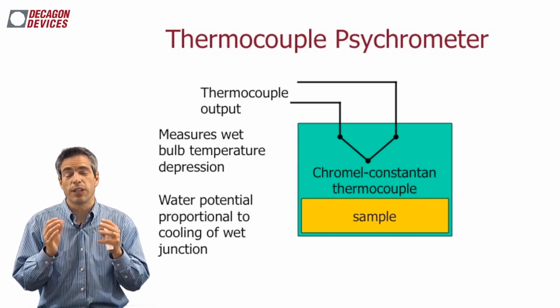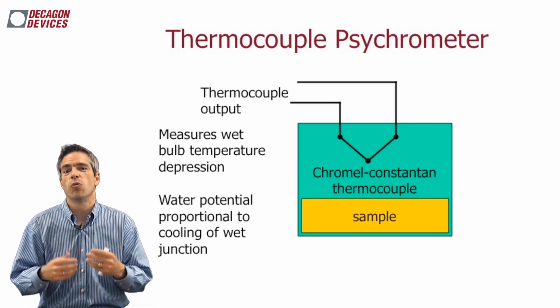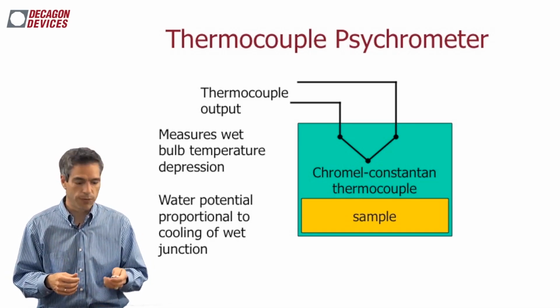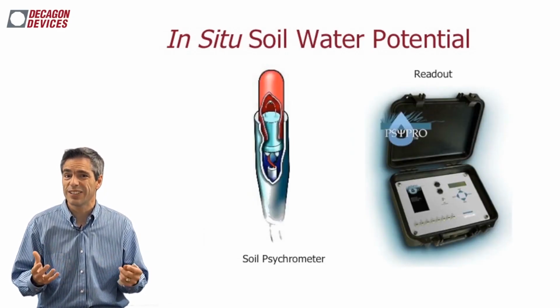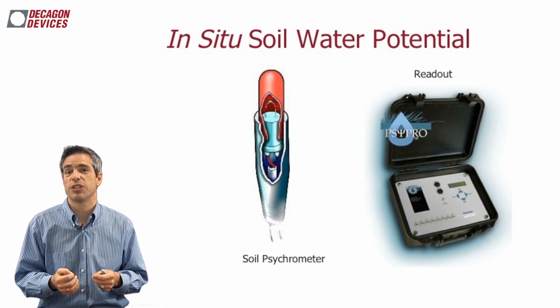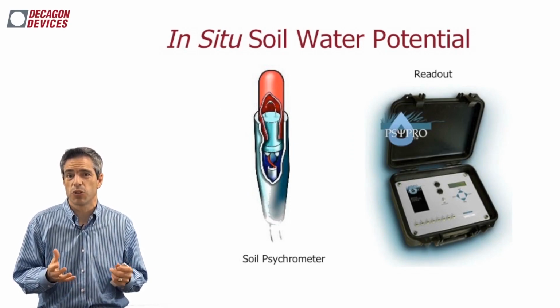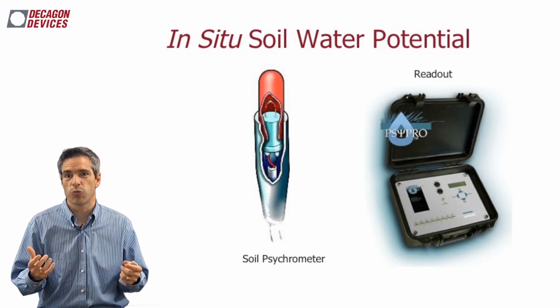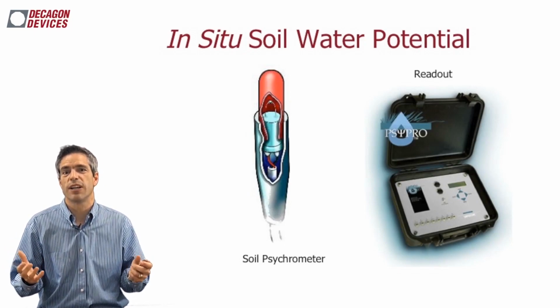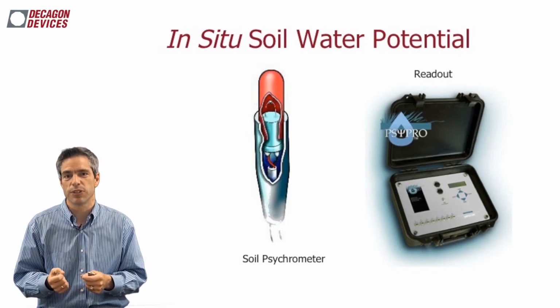Because it's a thermocouple and we can measure the temperature accurately, we can actually make a measurement of the water potential. There's a couple of different devices that do that, but like I say, this is old technology and it's not really being developed currently. This is an instrument actually that is made by a company called Westcor. This is a soil psychrometer. It's really the only way I know of to get thermocouple measurements, wet bulb measurements in the soil.